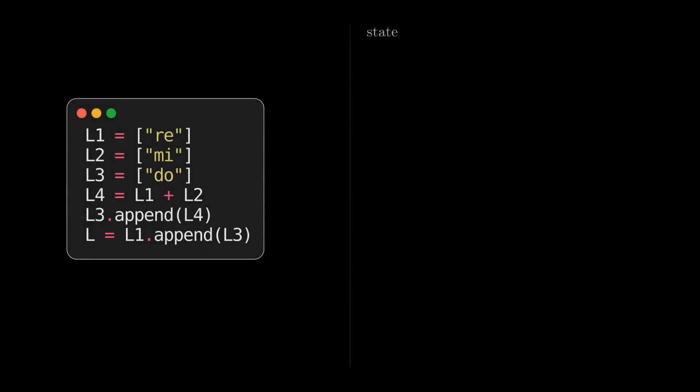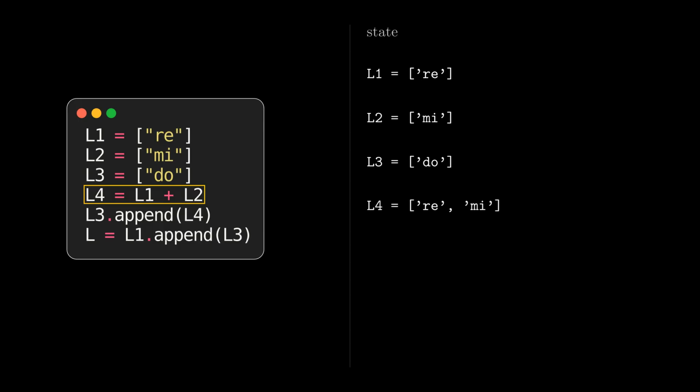Now trace a trickier example. One line at a time. We set L1 to a list holding the string "re". L2 holds "me", L3 holds "do". Then L4 is set to L1 plus L2. Adding two lists concatenates them, just like joining strings, so L4 becomes a new list with two elements, "re" and "me". Next line, L3.append(L4).